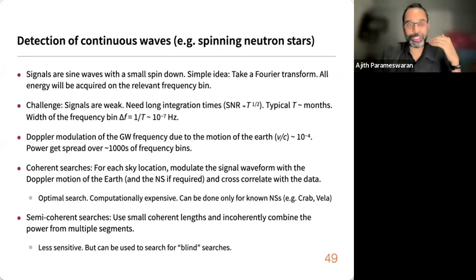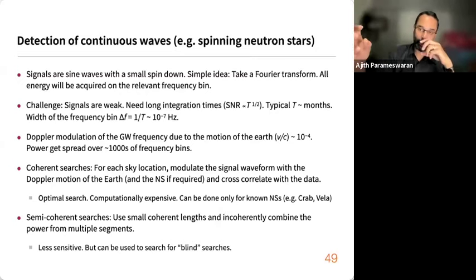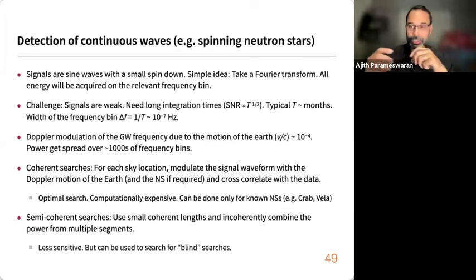Unfortunately, it's not that simple, because during this one year the Earth would be rotating around its axis every day, and the Earth would rotate around the sun once in this one year. This motion of the Earth relative to a distant source would create Doppler modulations in the observed signal, and that would depend precisely on the location of the source.